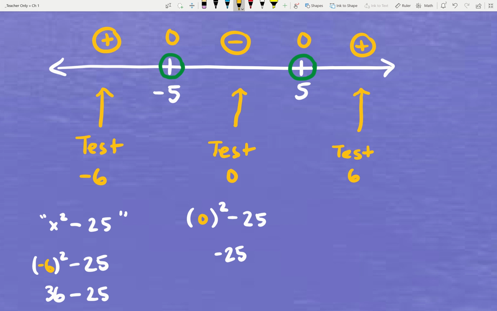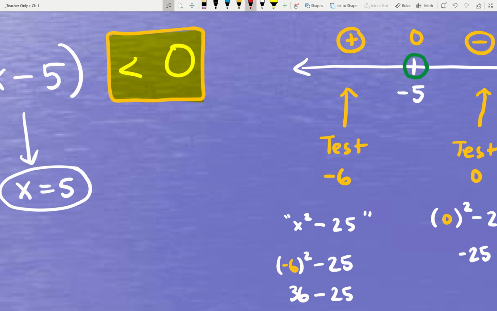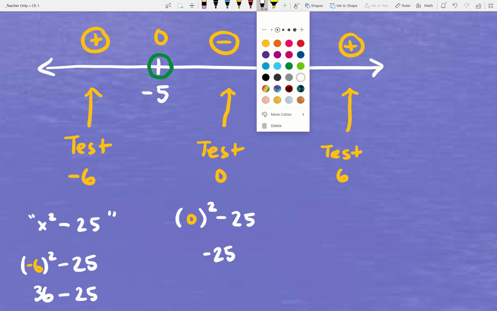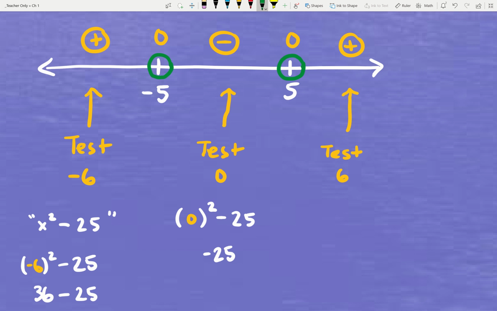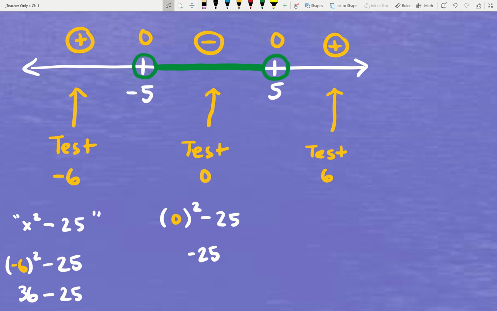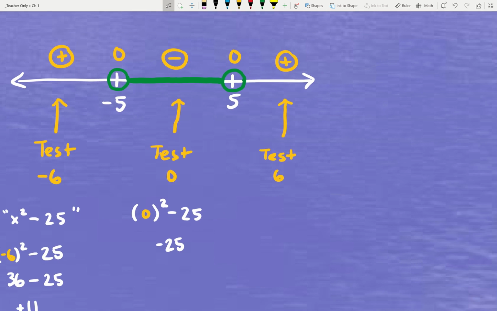Okay, now, what are we interested in again? We are interested in just those regions that are strictly negative, strictly less than 0. So on my number line here, I'm only going to shade regions that happen to have a negative output. And so that is going to be this middle region right here. I'm not going to shade the other positive regions because we're not interested in being positive. We want to be less than 0 in this example. Okay, so that is going to give us that green region right there.